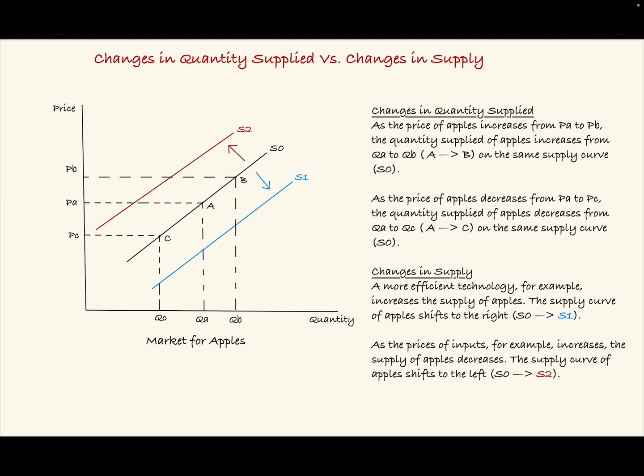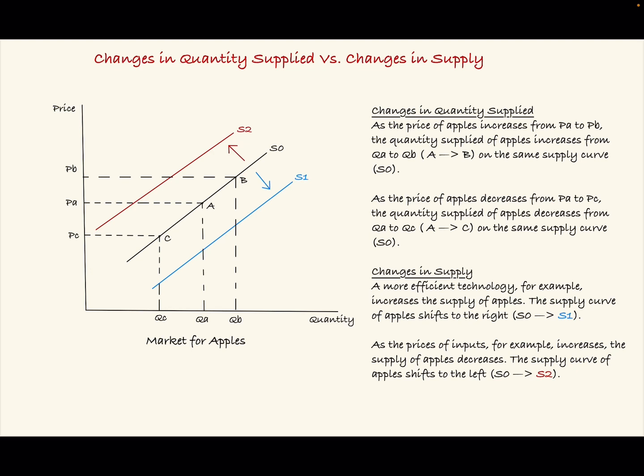And let's look at the final case. As the price of inputs, for example, increases, the supply of apples decreases. To represent this decrease in supply, the supply curve for apples will shift to the left. This is represented in our example as the shift from S0 to S2.